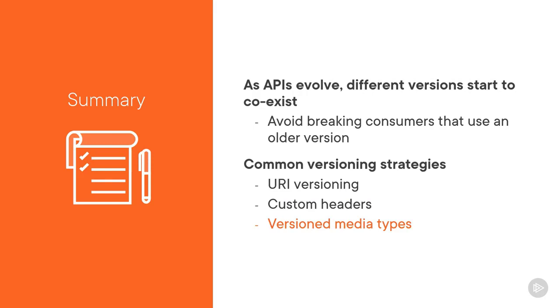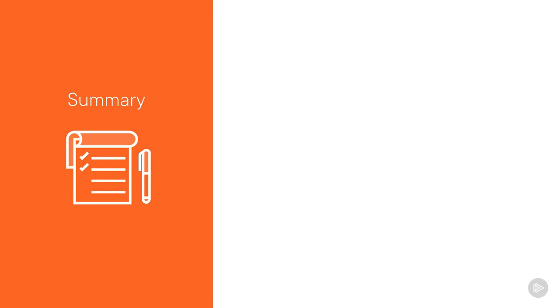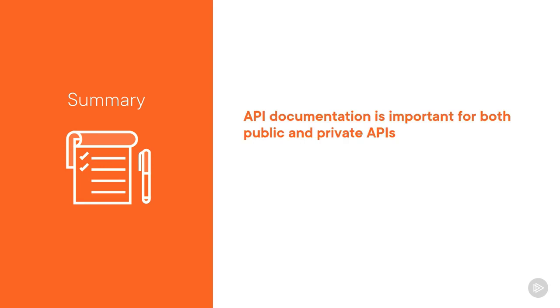We learned how to implement it using Microsoft's default approach via the Microsoft.ASP.NET Core.MVC.versioning package. After that, we looked into documenting your API. This is important, not only for public APIs but also for internal APIs, as other teams in your company will want to know how to integrate with your API.